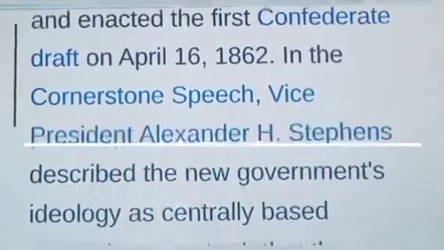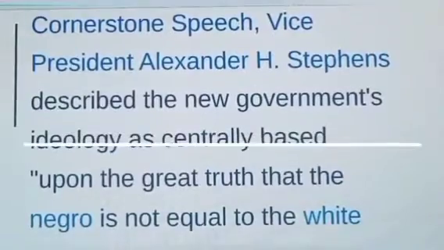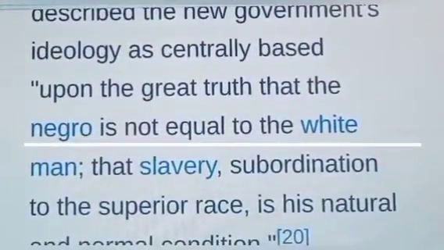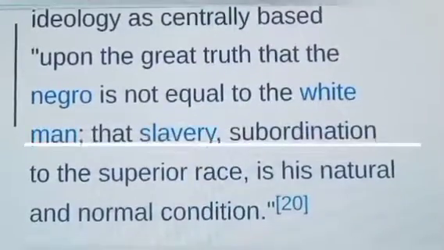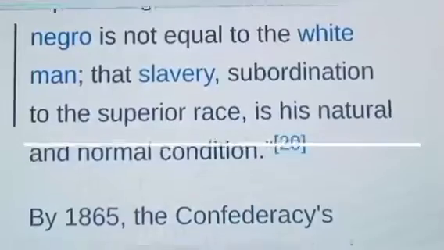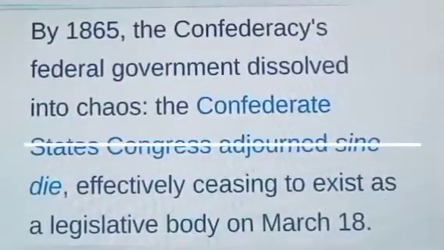In the cornerstone speech, Vice President Alexander H. Stephens described the new government's ideology as essentially based upon the great truth that the Negro is not equal to the white man, that slavery, subordination to the superior race, is his nature and normal condition. By 1865, the Confederacy federal government dissolved into chaos.